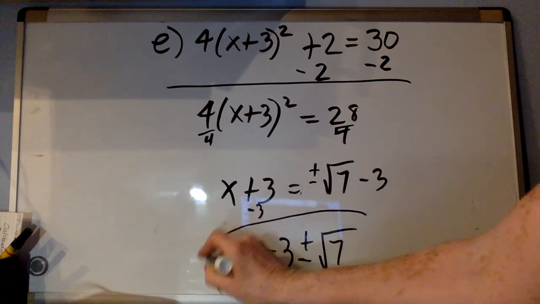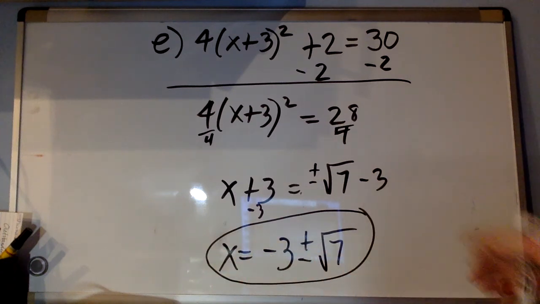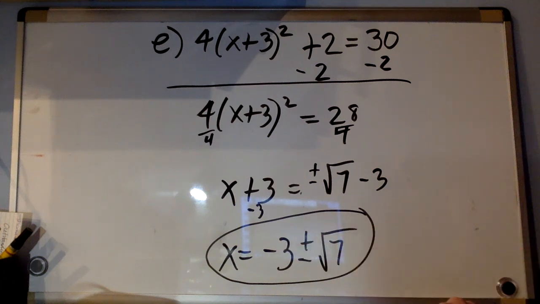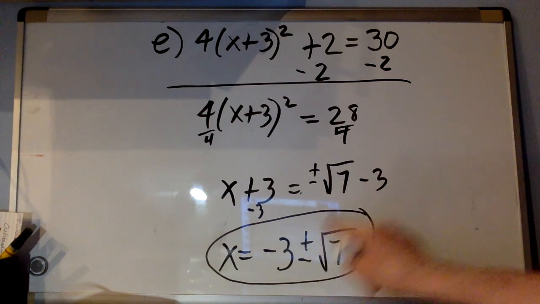And again, this is an irrational solution, so they're going to come in conjugate pairs. One solution is negative 3 plus root 7, and the other solution is going to be negative 3 minus root 7.